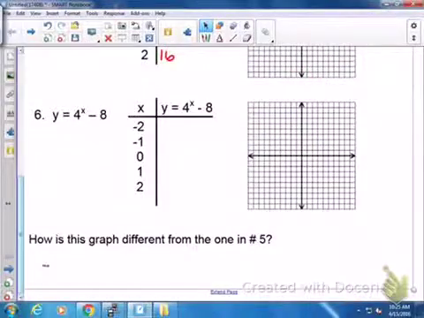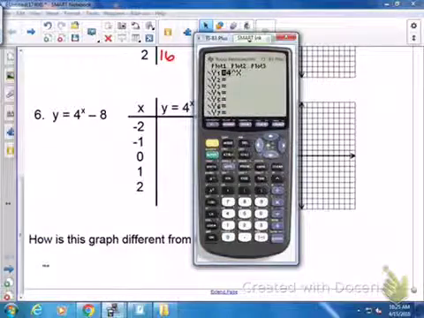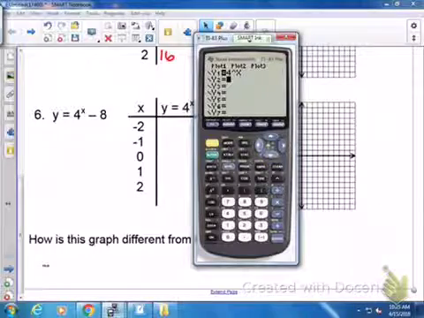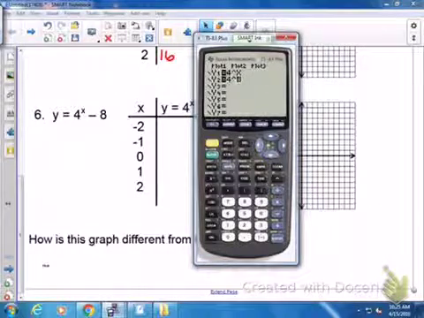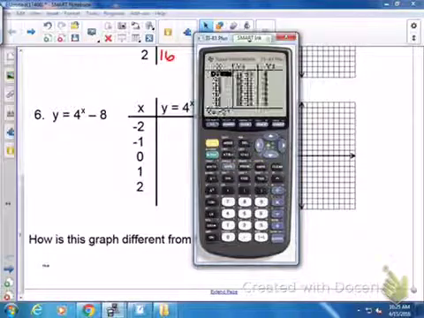Now it's 4 to the x minus 8. So let's get out our calculators. All I really have to do is put a minus 8 at the end of that. I'm going to put it in a different one so we can look at it. 4 to the x minus 8. I'm going to change the way that looks a little bit. I'm going to look at the table.